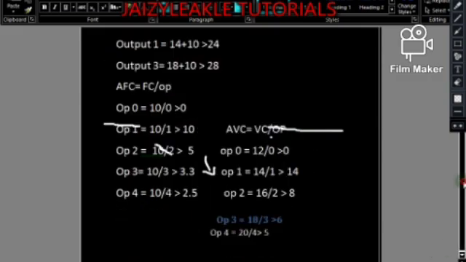So in this case, we just save it like this.